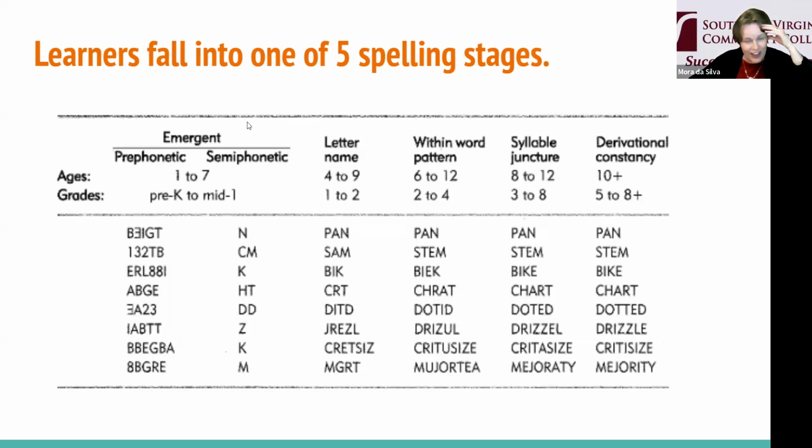So if you're going to take notes today, one thing I would like you to take notes on, because we're going to be talking about these stages: emergent, letter name, within word pattern, syllable juncture, and derivational constancy. So I'd like you to at least write those down. If you do more research, you may find syllable juncture is sometimes known as syllables and affixes. An affix is a prefix or a suffix. And derivational constancy is sometimes known as derivational relations.